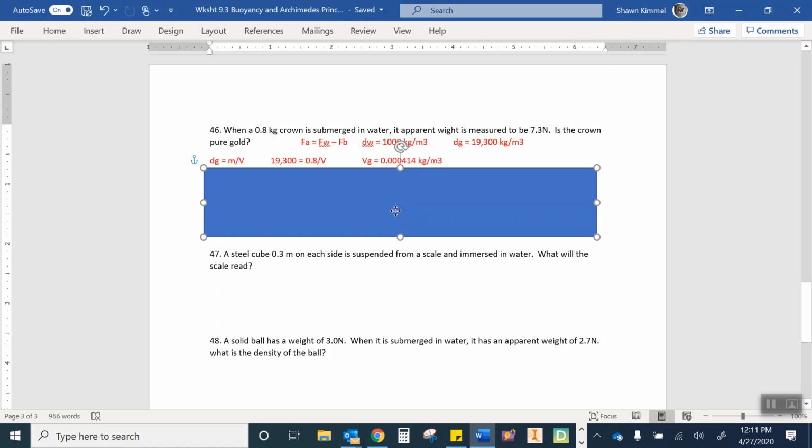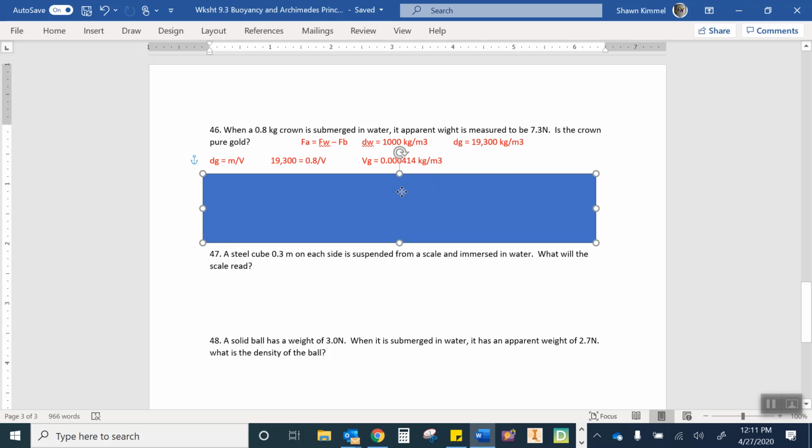So what I'm going to do here first is we have some given information. All right, we know that the density of water is 1,000 kilograms per meter cubed, and the density of gold is 19,300 kilograms per meter cubed. So I did some simple math and said, okay, if the density of gold is 19,300 and the mass of this crown is 0.8, and if it's all gold, then the volume of it should be 0.000414 cubic meters. So that should be the volume of this when we're done, if it's entirely gold. So let's find out what we get.